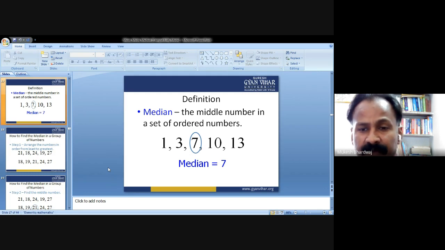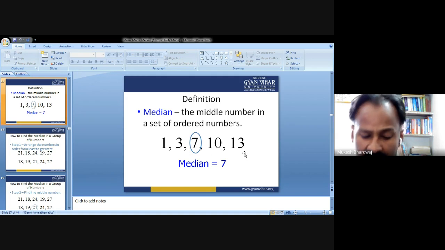Here the data which is provided to you is in odd fashion. When you start counting from the left-hand side, 1, 2, 3, and from the right-hand side, 1, 2, 3, we find that 7 appears in the middle from both sides. So the seventh is the middle number, and it is known as the median of the given data. You observe that it is already arranged in a sequence from the lowest to the highest.